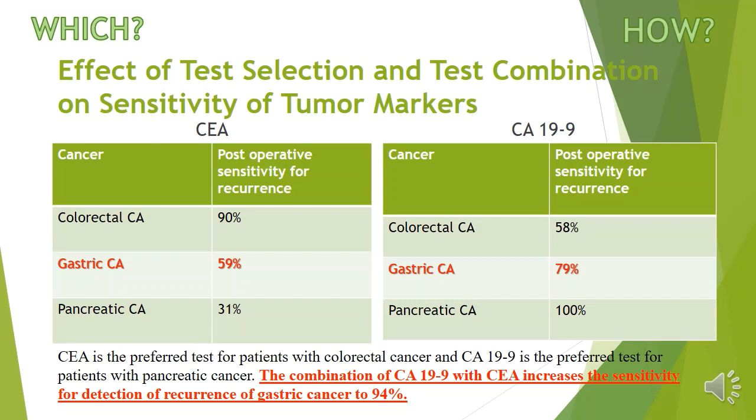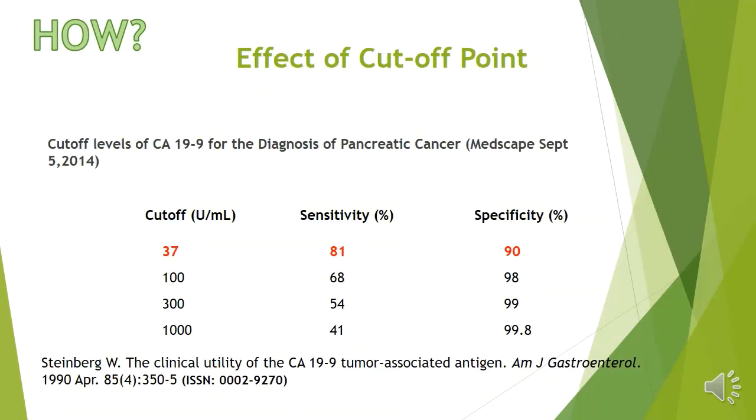So, effect of cutoff point. This is very important. For your cutoff, you have to use standard literature. You all know that for CA19-9 the standard cutoff is 37. Less than 37 is normal, more than 37 is positive. Why? Because if you use this cutoff, you will be able to detect cancer in 81% of cases with 90% specificity. But if you use cutoffs like 100, 300, 1000, you will gradually lose the sensitivity.